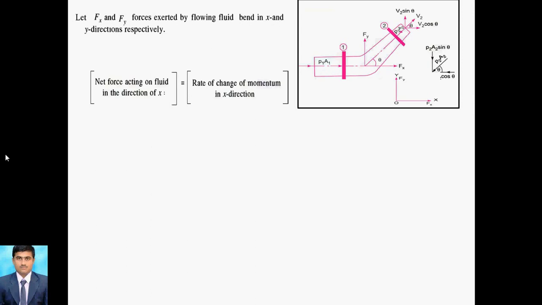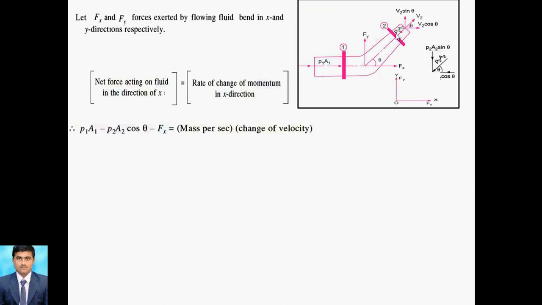As you know, F is equal to ma, so the net force acting on the fluid, F, is equal to the rate of change of momentum. This relation we write in words. Now we are resolving the forces. For the net force acting on the fluid in the direction of x, P1A1 is the pressure force, we write it as it is over here, minus the force P2A2.